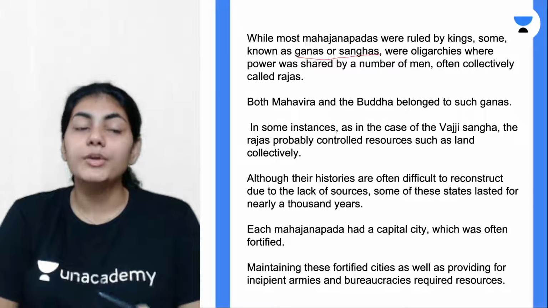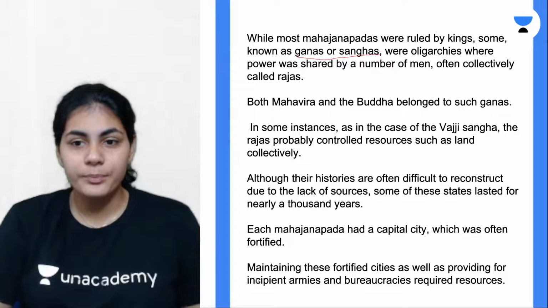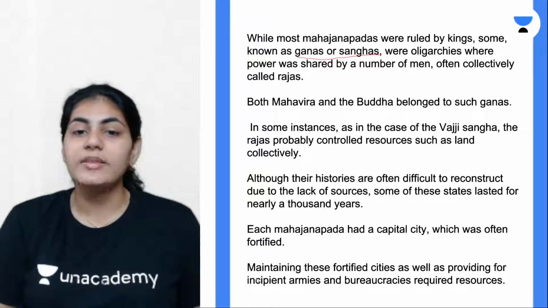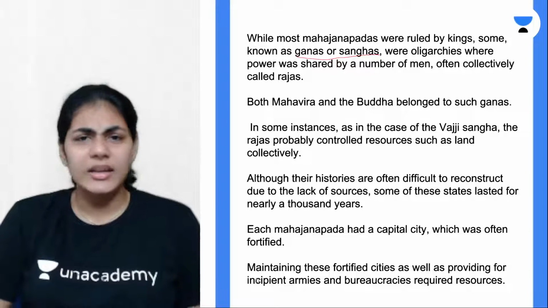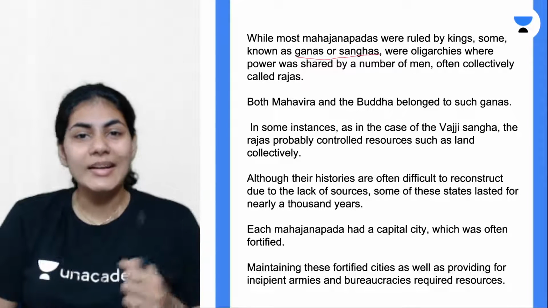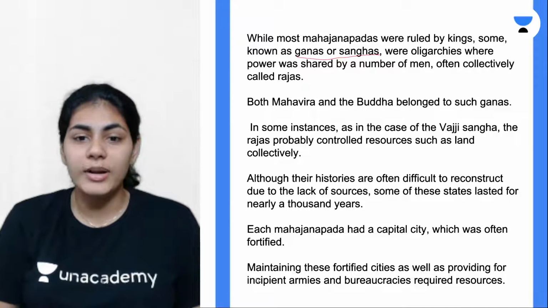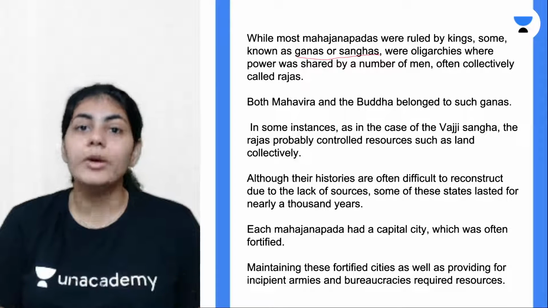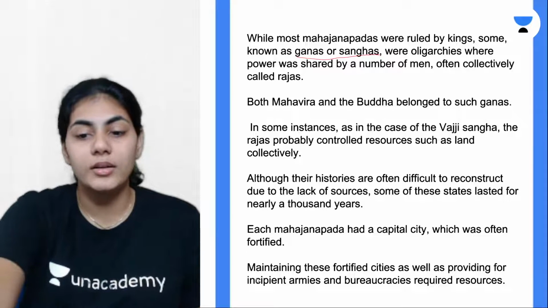And obviously it's very, very important to maintain these fortified cities, and for that they needed armies and bureaucracy. To maintain armies and bureaucracy one needed a lot of resources, right? So again it's very important to have all these resources. In terms of money, very crudely putting, they definitely needed money to maintain armies and bureaucracy, and also to build all these fortified cities, because the king has to pay salaries, right? That's why a lot of resources were needed.